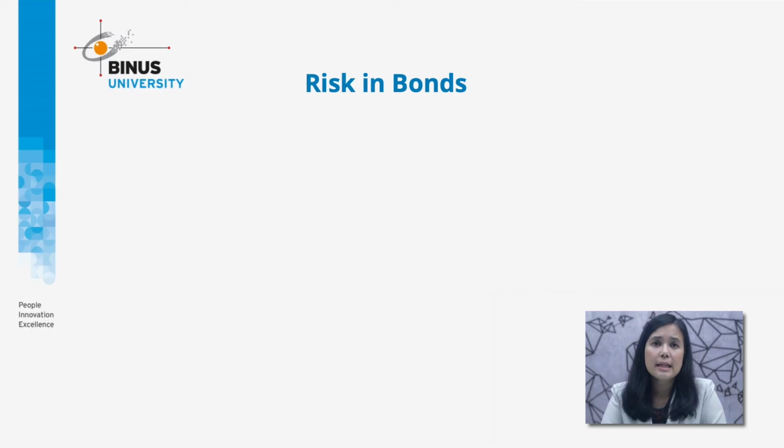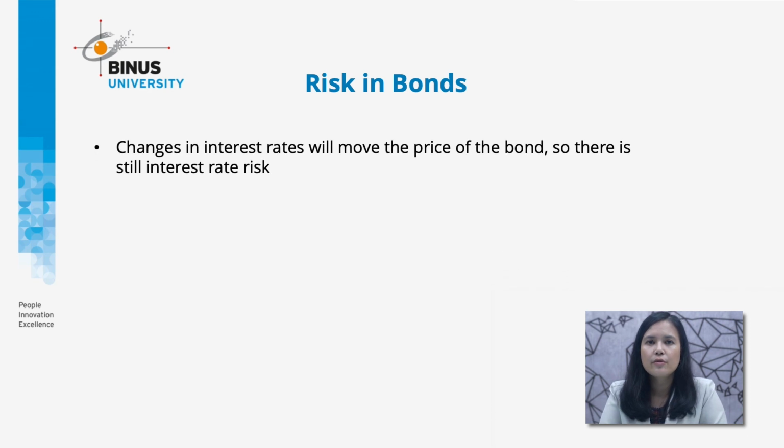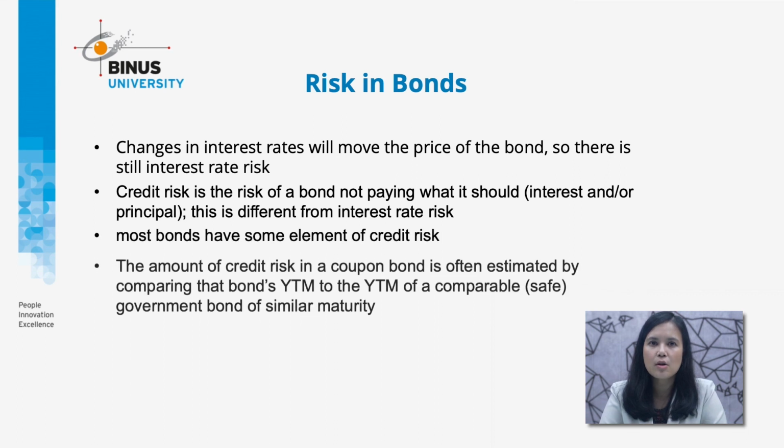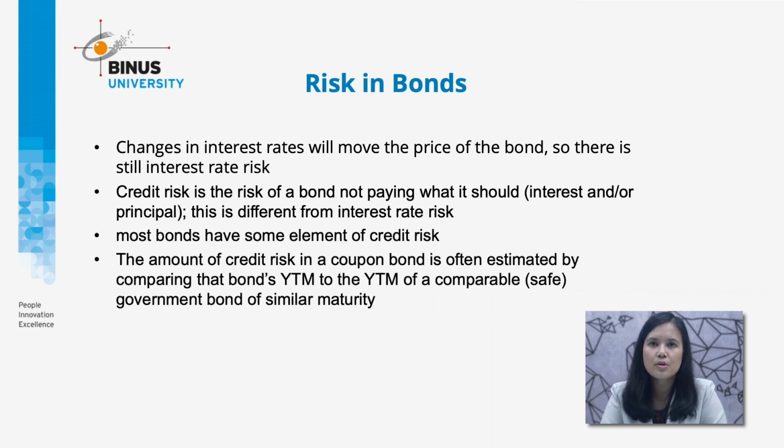Finally, there are risks in investing in bonds. Interest rate risk is the potential for a bond's value to fall in the secondary market due to competition from newer bonds at more attractive rates. Changes in interest rates will move the price of the bond, so there is interest rate risk. In addition, credit risk is the risk of a bond not paying what it should. The amount of credit risk in a coupon bond is often estimated by comparing that bond's YTM to the YTM of comparable government bonds of similar maturity.